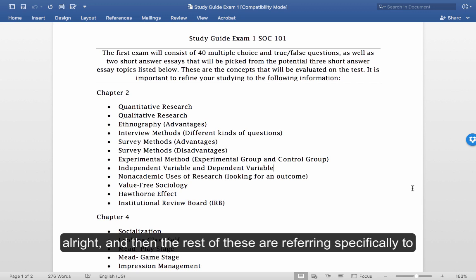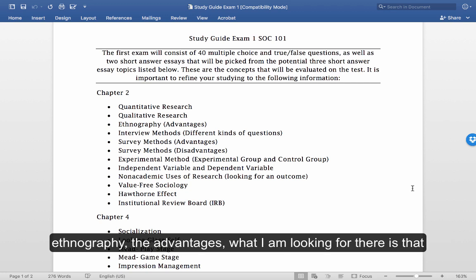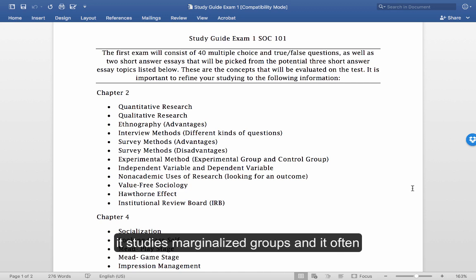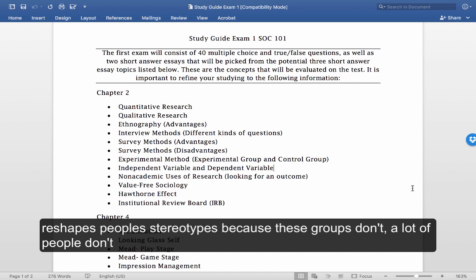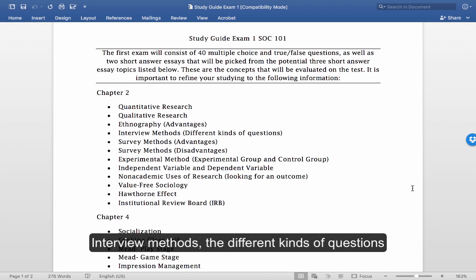All right, and then the rest of these are referring specifically to the part of your textbook where the answer can be found. So as far as ethnography, the advantages, what I'm looking for there is that it studies marginalized groups and it often reshapes people's stereotypes because a lot of people don't have information about these groups, and they can gain that through ethnographic research.